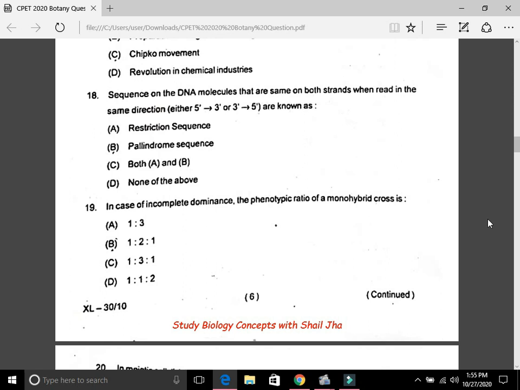Sequences on the DNA molecules that are the same on both strands when read in the same direction are known as B, that is palindromic sequence. Actually, most of the restriction sequences are palindromic sequences, but all the restriction sequences are not palindromic sequences. So, the sequence which can be read in similar way from 5' to 3' or 3' to 5' is palindromic sequence. For example, GAATTC, it is the palindromic sequence, but it is also a restriction sequence for EcoRI. But all the restriction sequences are not palindrome. So, the answer would be B.